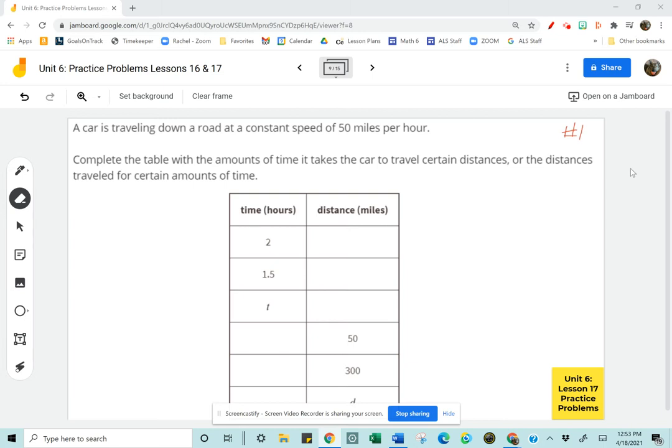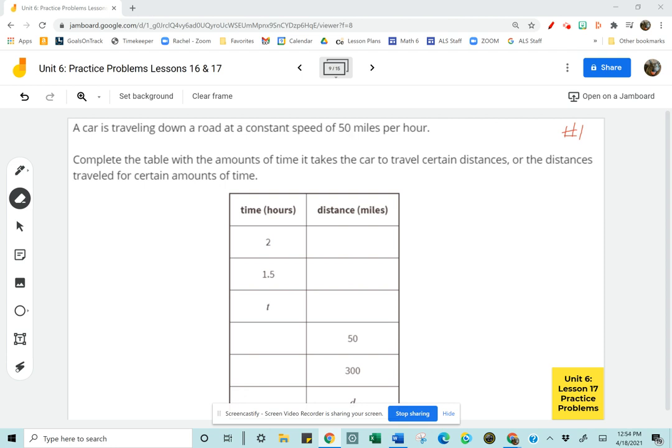A car is traveling down a road at a constant speed of 50 miles per hour. Complete the table with the amount of time it takes the car to travel certain distances or the distances traveled for certain amounts of time. So we have a little table here, and the first column gives us the number of hours that are traveled, and the second column gives us the distance that is traveled during that amount of time.